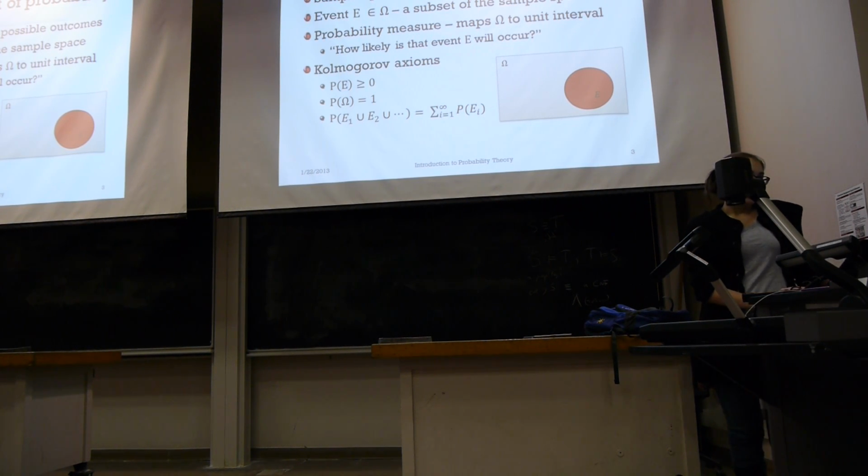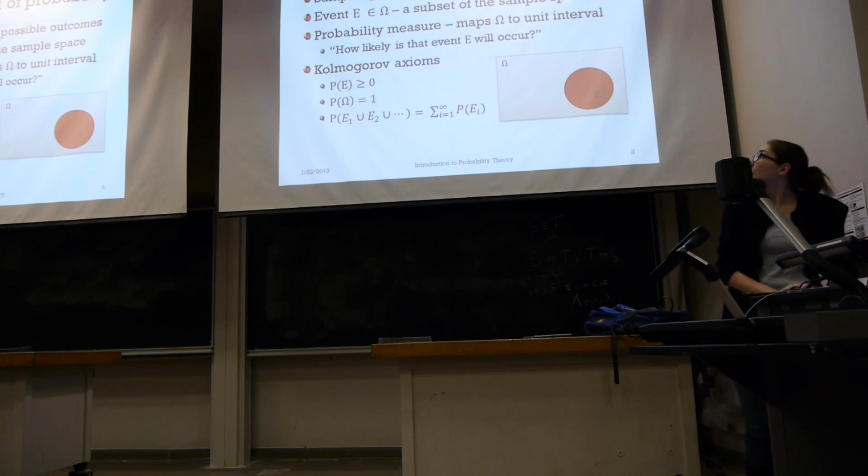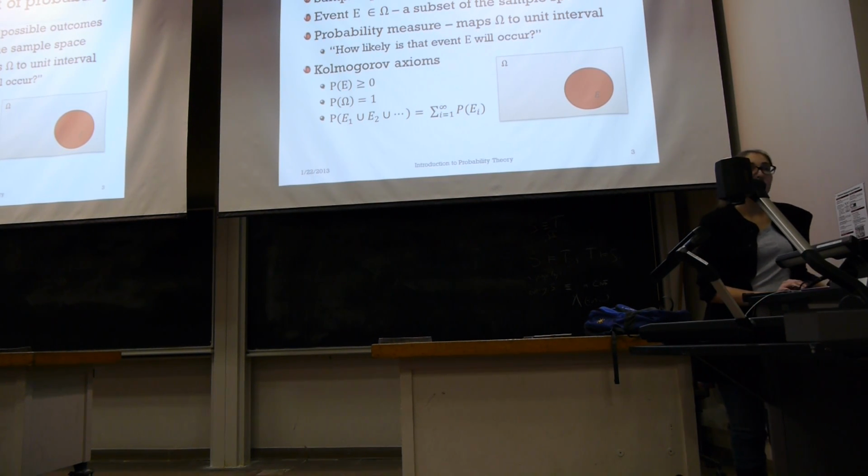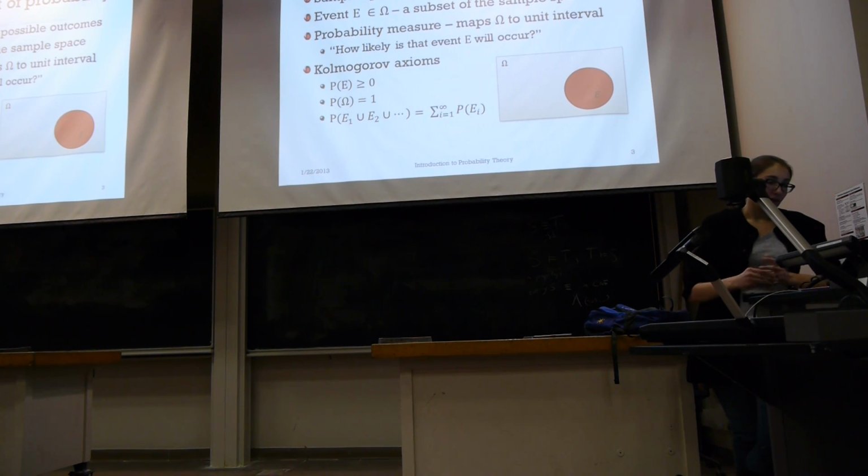Okay. So you were taught the concept of a sample space as the set of all possible outcomes of an experiment. Then an event in that sample space is a subset of it, the outcomes that do occur. So a probability measure maps omega, the sample space, to the unit interval, the [0, 1] interval. And it basically specifies how likely any event in that sample space is to occur.